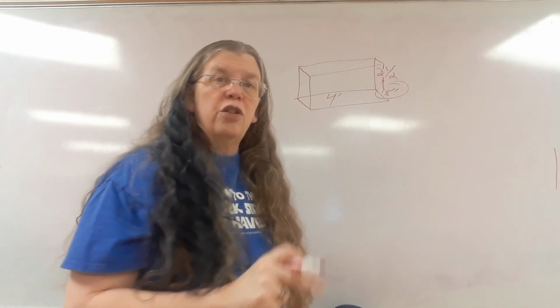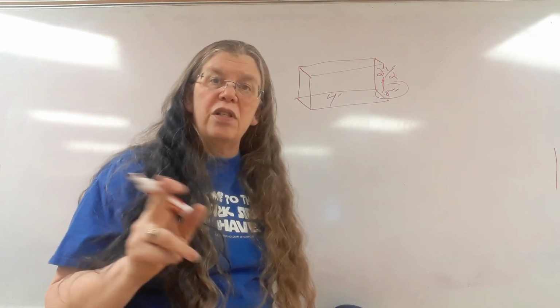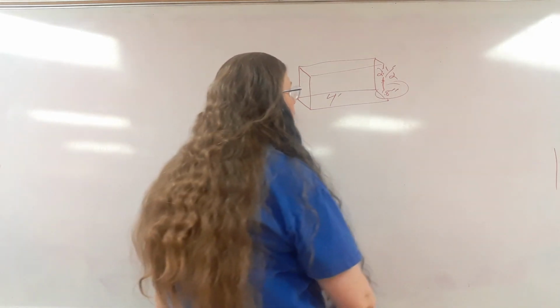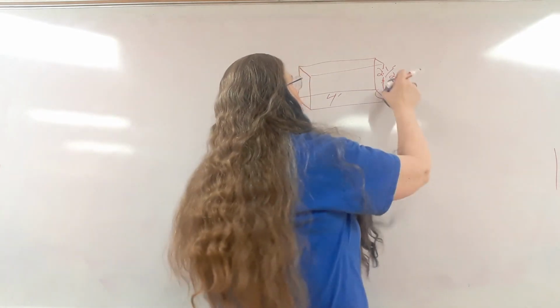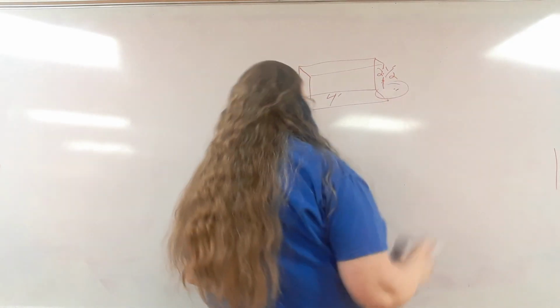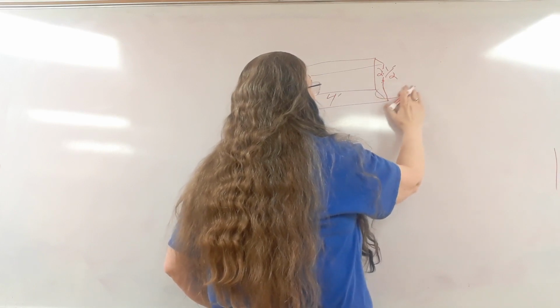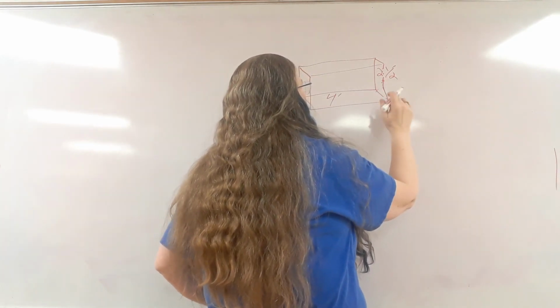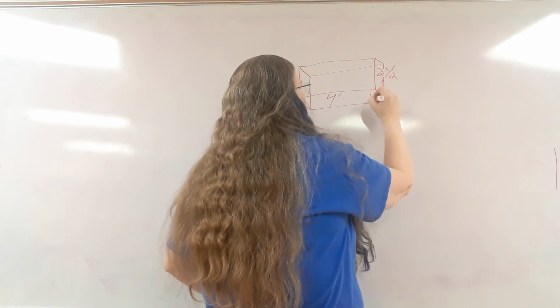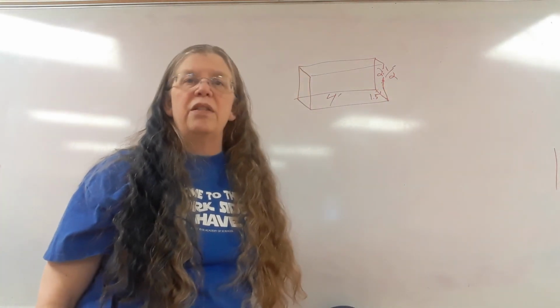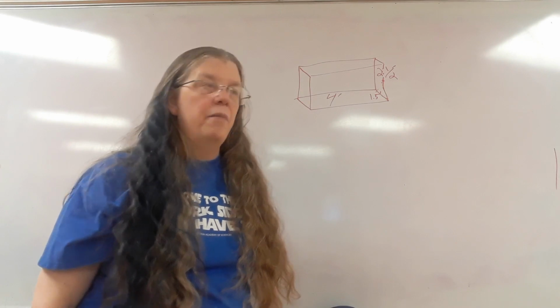So, first thing you do is you check the units to make sure that they're the same. And if they're not, you make them the same. So instead of 18 inches, we're going to make this 1.5 feet. Otherwise, it'll be screwed up. Okay?